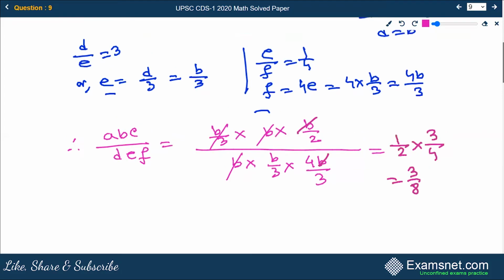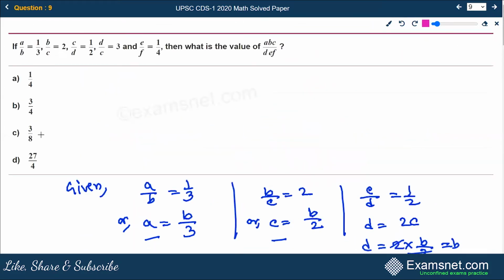The ratio is 3:8, or the answer is 3/8. Option C is the correct answer here.